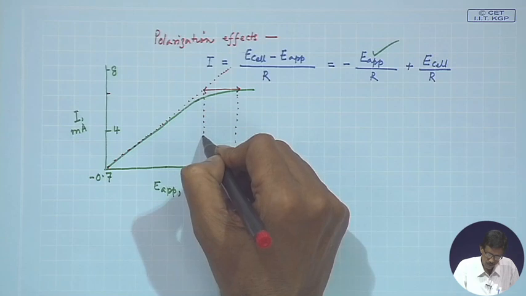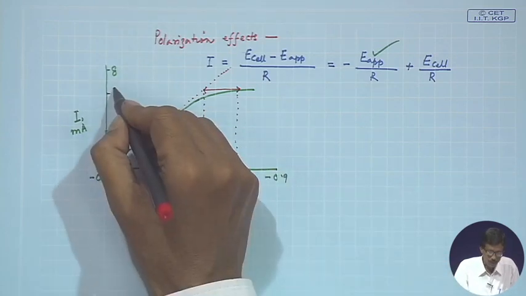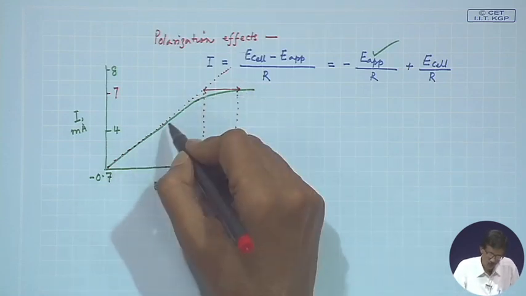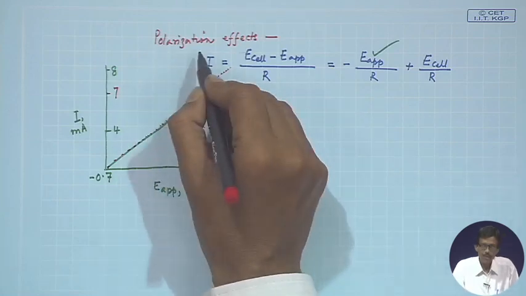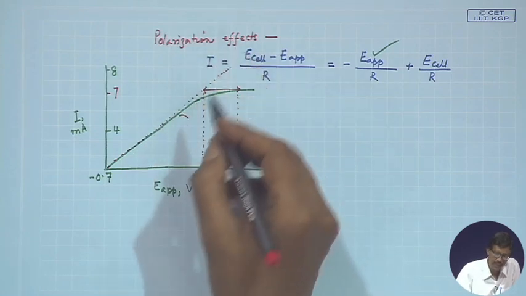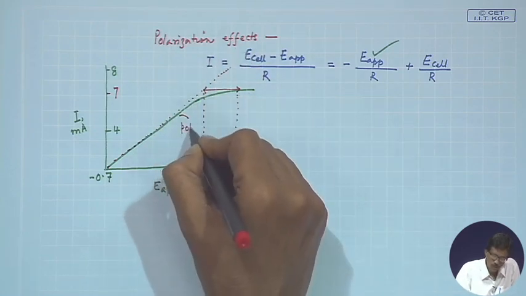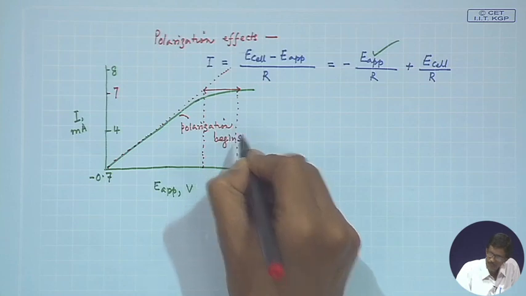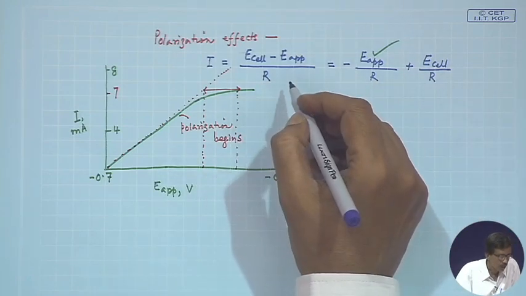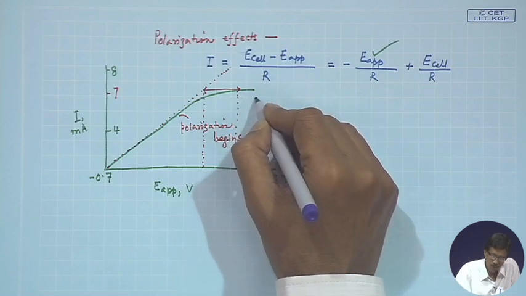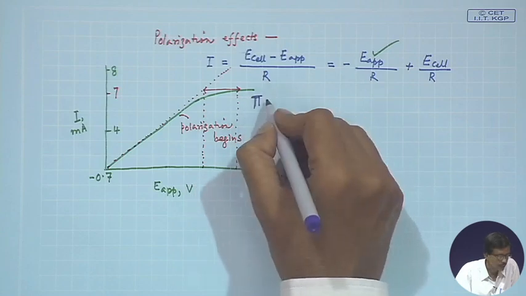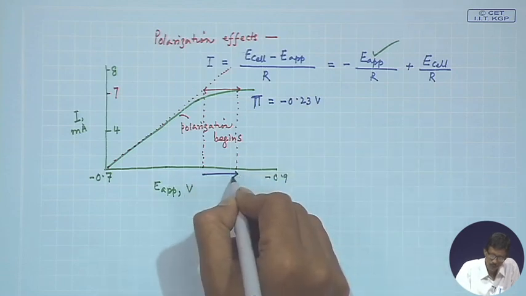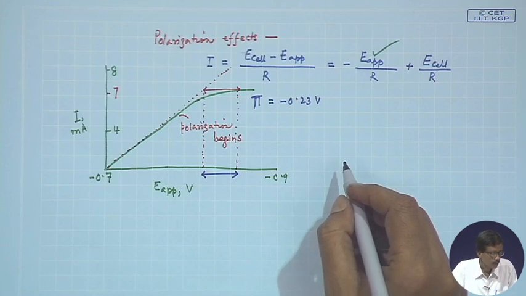At 7 we get this particular magnitude, where it is deviating, that means the polarization behavior or the polarization effect is starting at this point. So, polarization begins at this particular point, and now we get the corresponding polarization effect, which is the capital Pi, equal to minus 0.23 volt, this particular magnitude of potential.